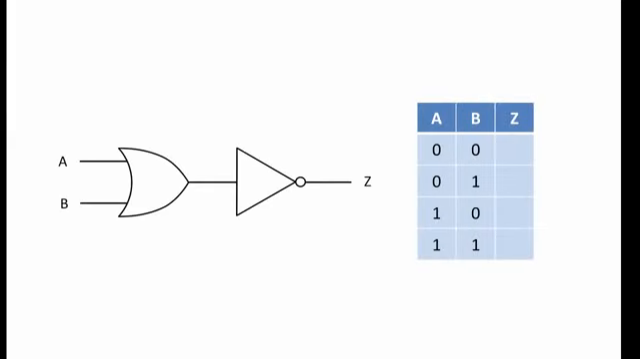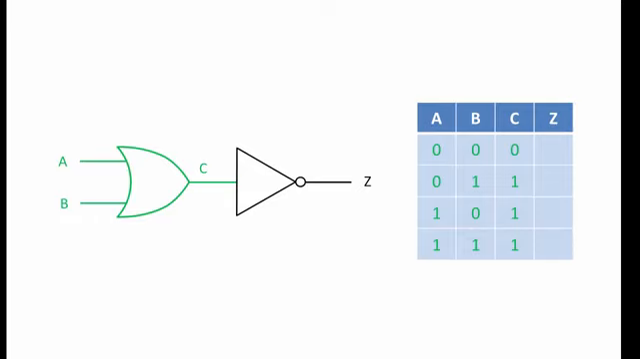Here's a combination of gates. The overall combination has two inputs and one output, but there are two gates involved. To come up with a truth table for this combination of gates, it's useful to consider point C. Each value of C is the result of passing A and B through an OR gate. You can see when one or the other of A and B, or both, are a 1, the value at C is a 1. Then, to get the value of Z, we pass each value of C through a NOT gate. You can see that each value of Z is simply the inverse of C.